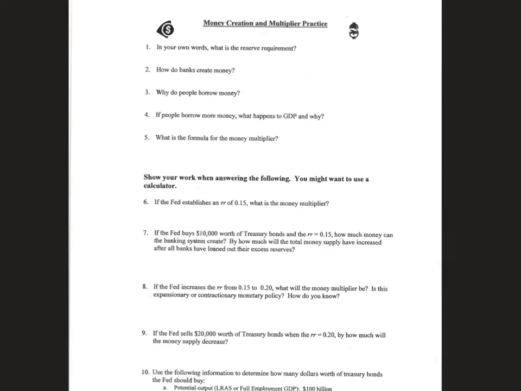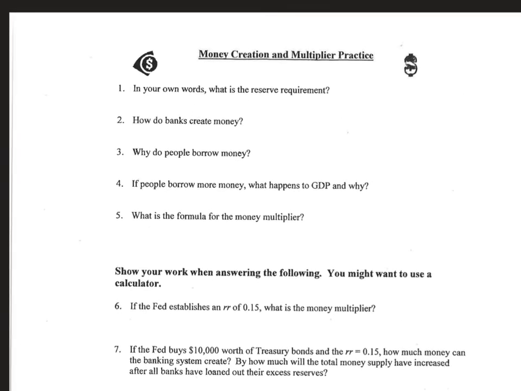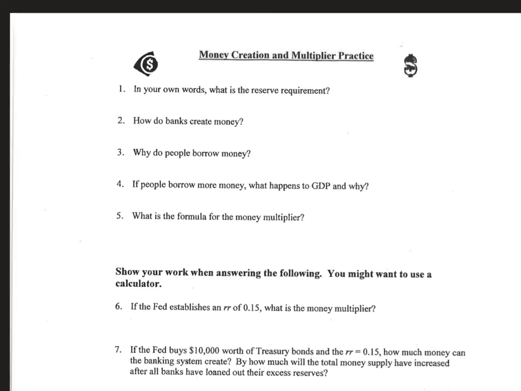This will be the last page I work on today, and then tomorrow I'll start covering the Phillips curve stuff that comes up next. So in your own words, what's the reserve requirement? Well, it's the savings or percentage that has to go in the vault, percentage that can't be loaned out, something like that. How do banks create money? Loans. Why do people borrow money? There's lots of reasons. Mr. Nello has always said there are 5 reasons why an individual should borrow money.